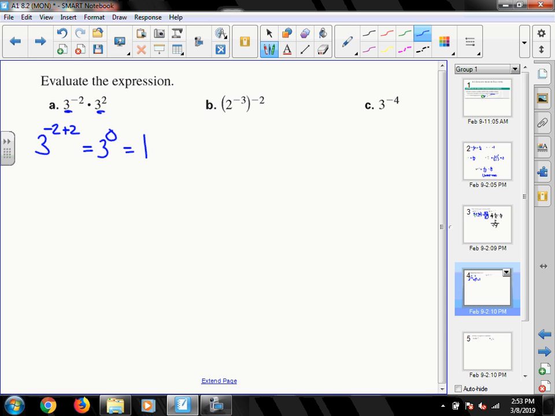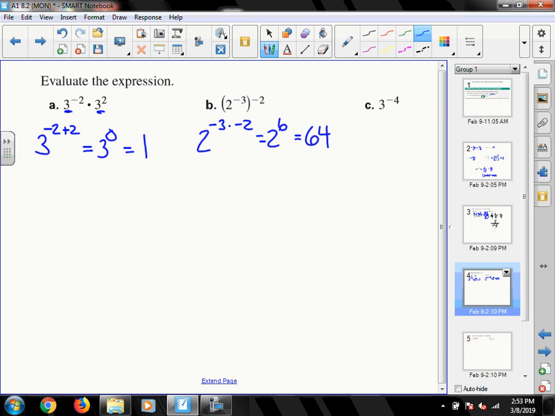In B, I have 2 to the negative 3 to the negative 2. So I need to multiply those exponents. So I end up with 2 to the negative 3 times negative 2, or 2 to the 6th. You guys can use your calculator, or if you just know this, that's fine too. This is going to be the number 64.